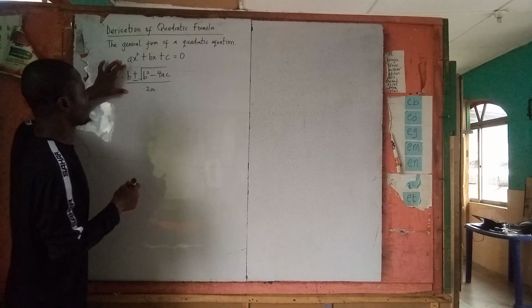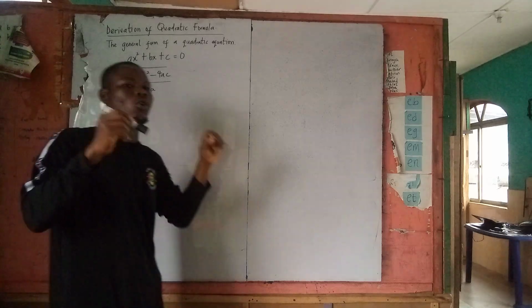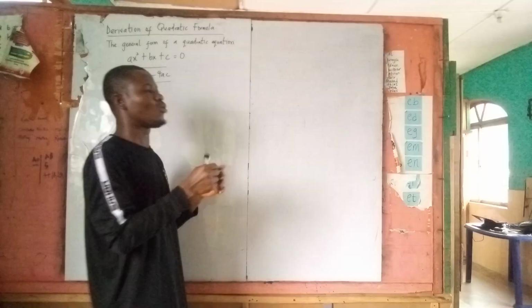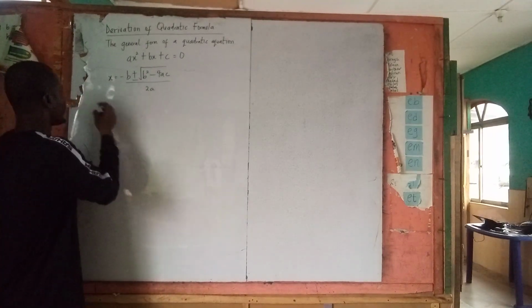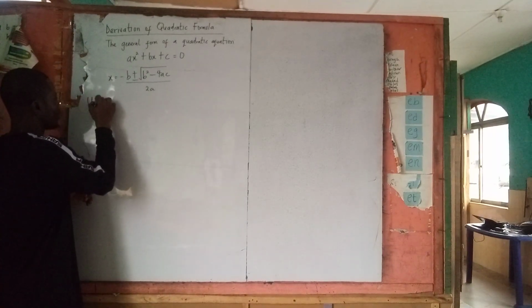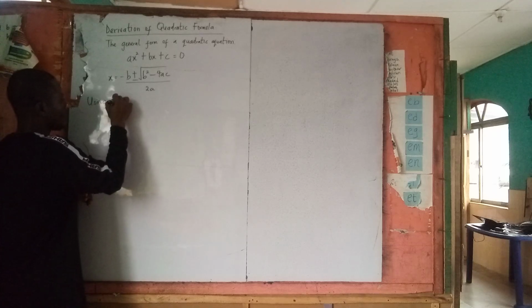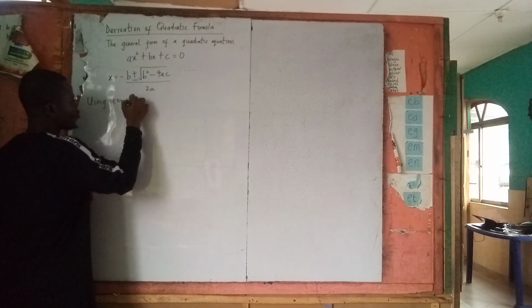So how do we now get this formula? We got it using the completing the square method. So let's now look at how we are going to get it. We follow the completing the square method.